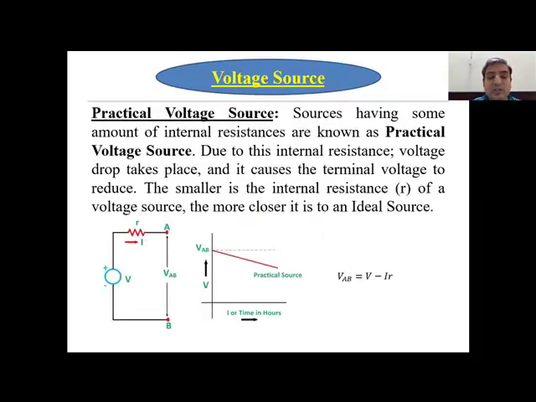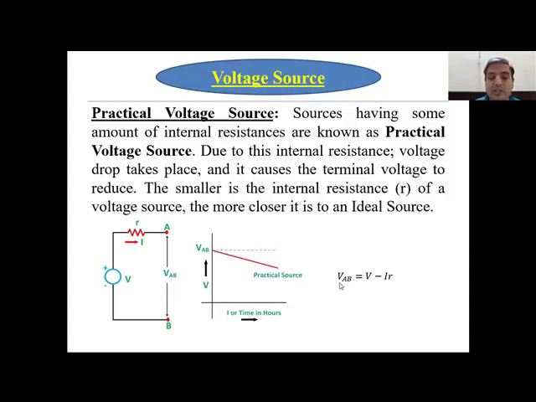Practical voltage sources are electrical devices that have some amount of internal resistance. Due to this internal resistance, some voltage drop will take place in the circuit and the terminal voltage will be reduced. That condition can be understood by this formula I have written here.